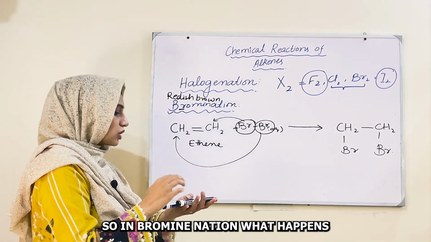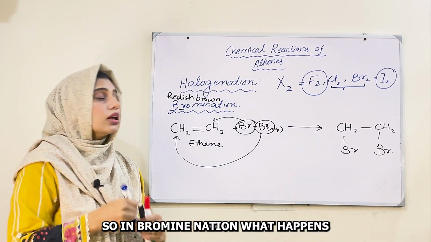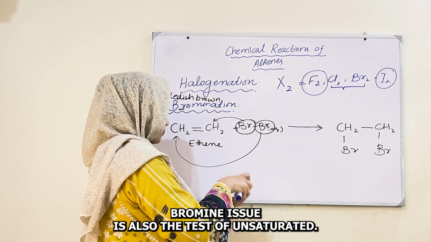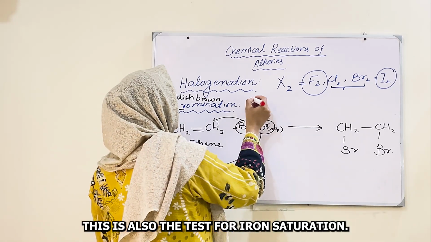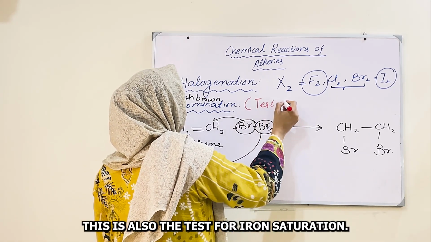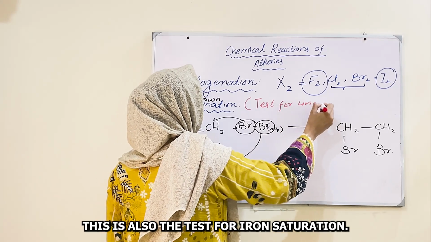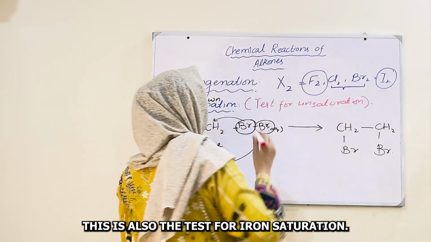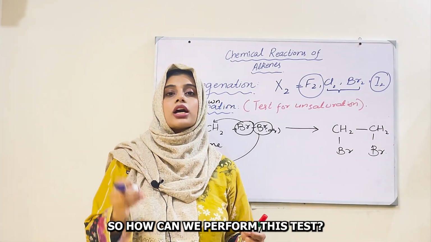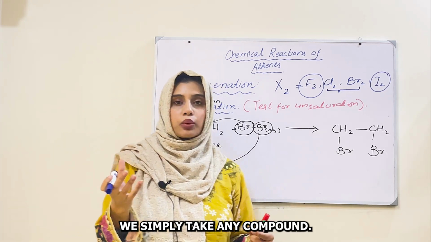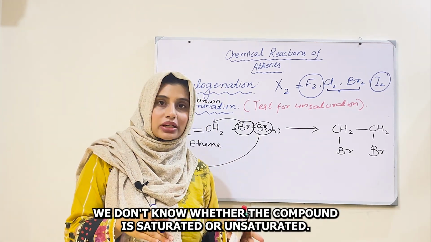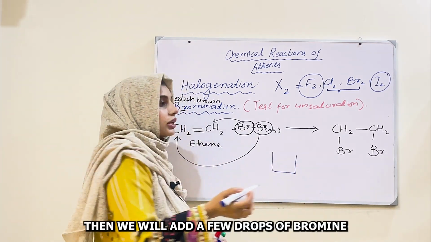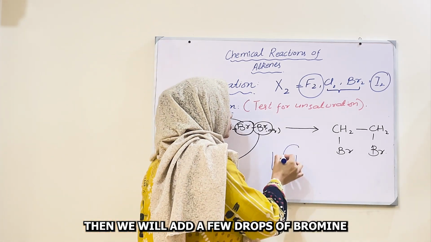So in bromination, what happens? Bromination is also the test of unsaturation. So how can we perform this test? We simply take any compound. We don't know whether the compound is saturated or unsaturated. We will simply take the compound in a beaker. Then we will add a few drops of bromine.